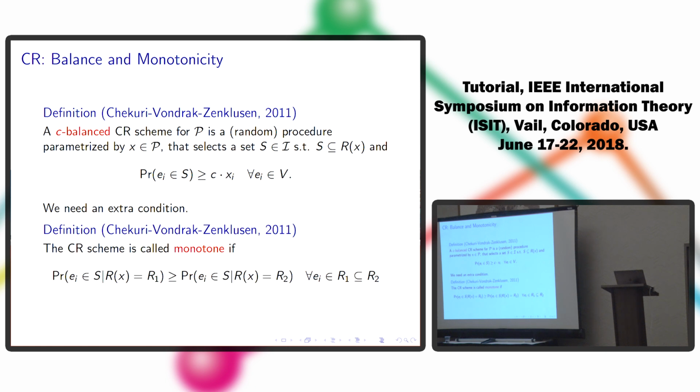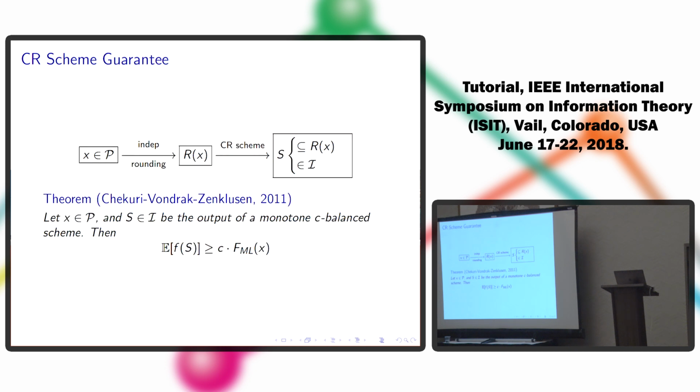We need another criterion. The contention resolution scheme should be monotone, meaning basically something like submodularity. If R1 is a subset of R2, then the probability that I'm going to see ei in my set S given R1 should be greater than or equal to the probability that I see ei in my set S given that R is R2. With these two properties, here is what we can show. The output of this monotone C-balanced scheme is going to be C times the solution that we get from the optimization.